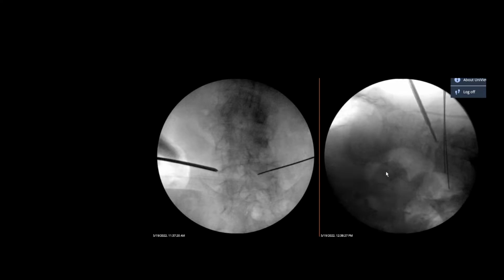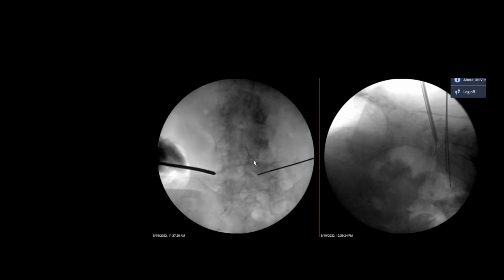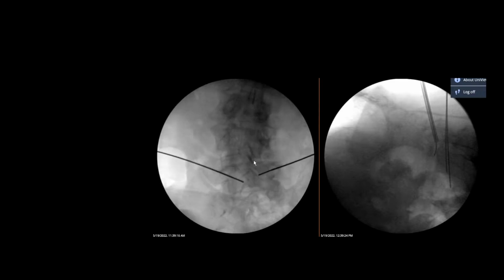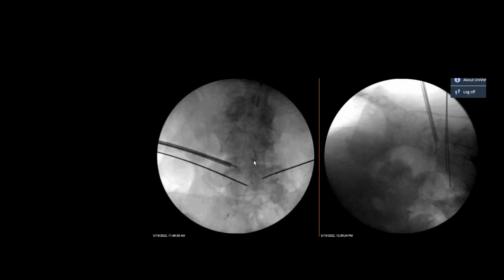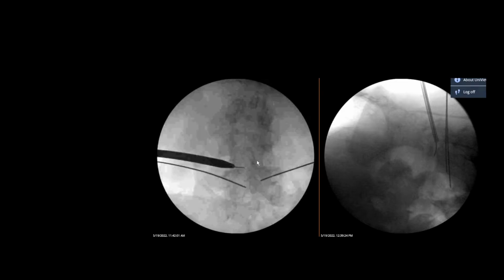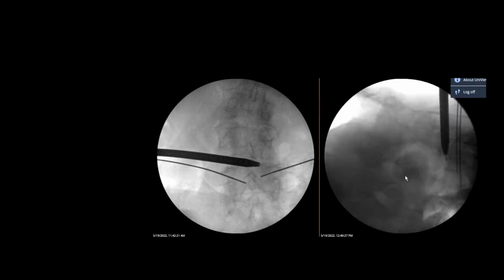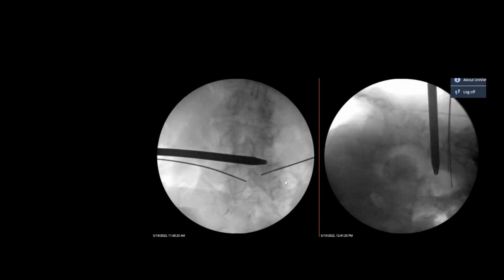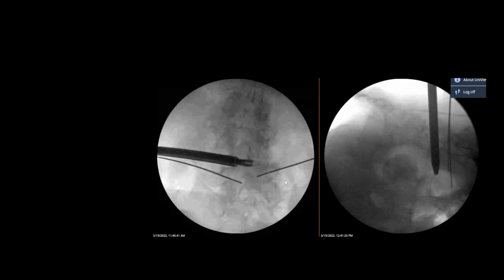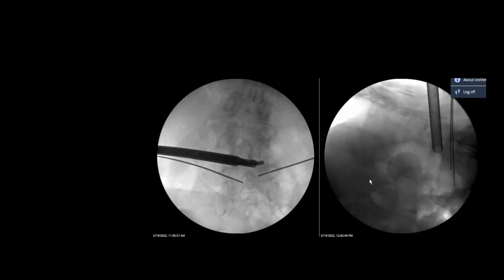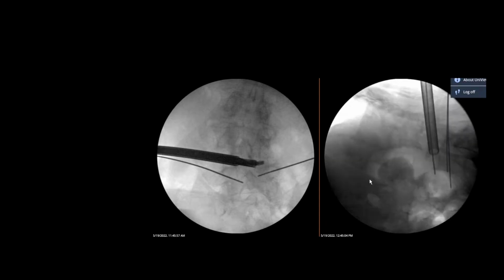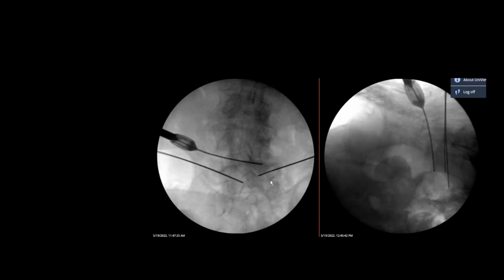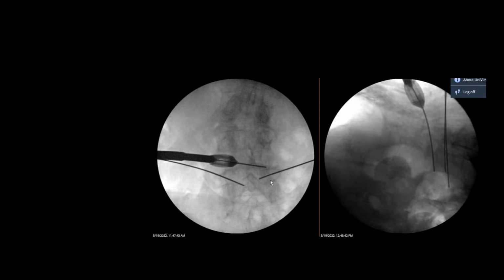And by us using neuromonitoring, we are able to enter the Kambin triangle. That deflection that you see is a sign that we are in the right place, and pay attention to the Cobb angle that's going to get slowly corrected. Here we then enter the disc, then prepare the end plate, do the discectomy, and then we put a 12 millimeter cage.